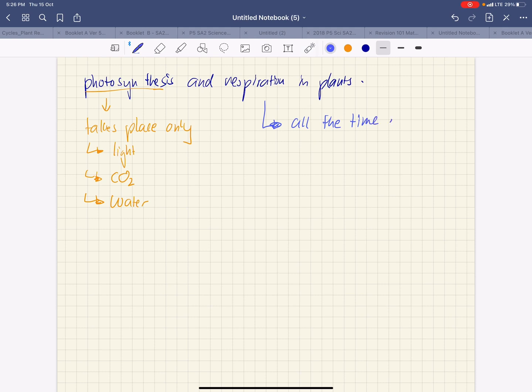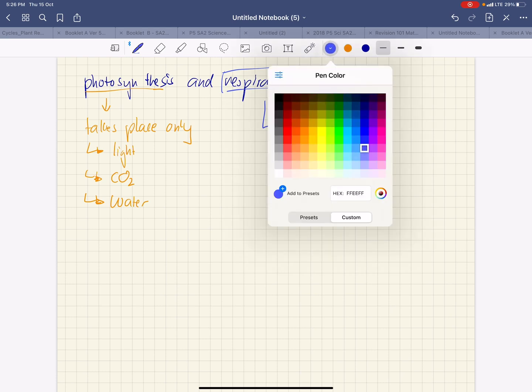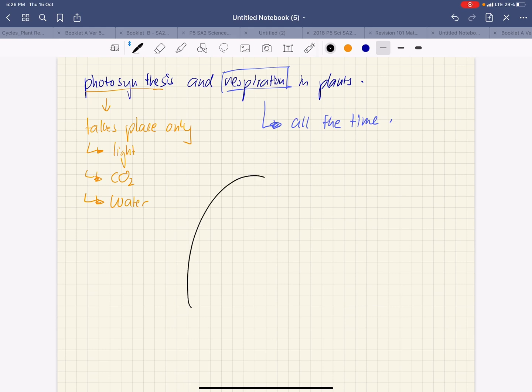Now, this is one thing that I really want to stress. There is a lot of misconception whereby students think that when photosynthesis takes place, respiration doesn't. No, your respiration would still take place. A very common misconception is caused by this experiment. In this experiment, you're given a bell jar and a plant that's inside the bell jar. This bell jar is then exposed to the sun.